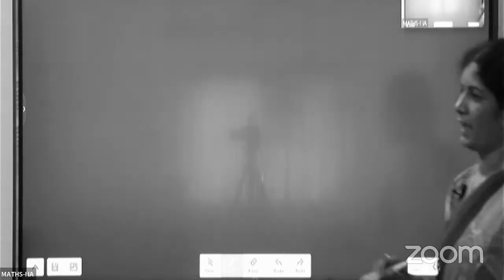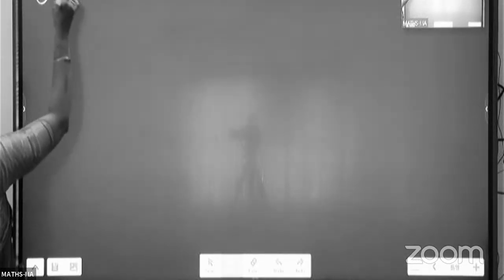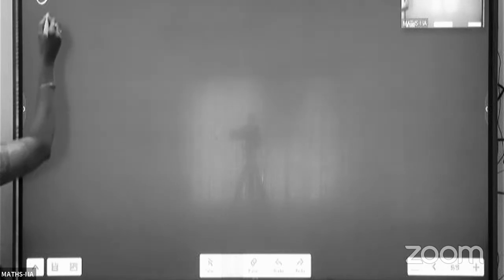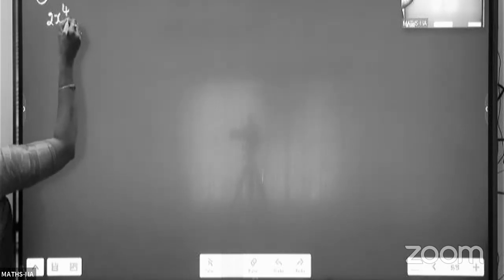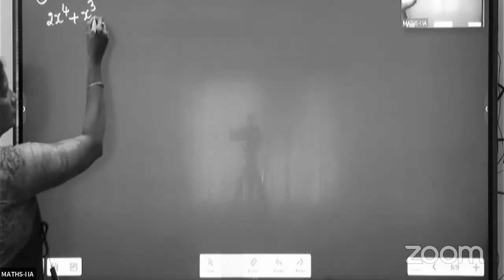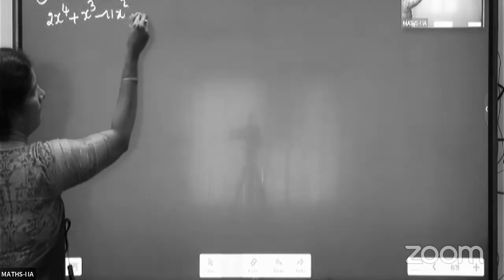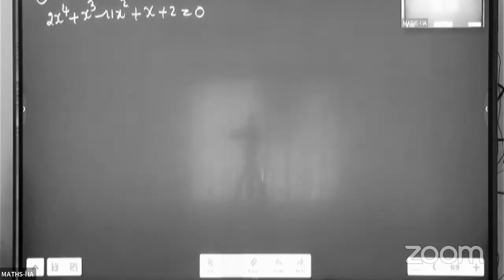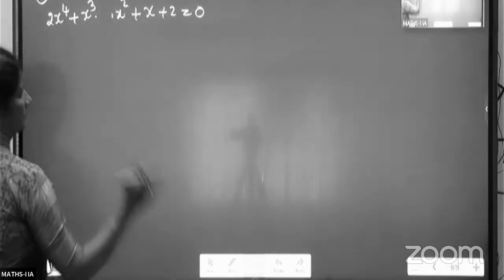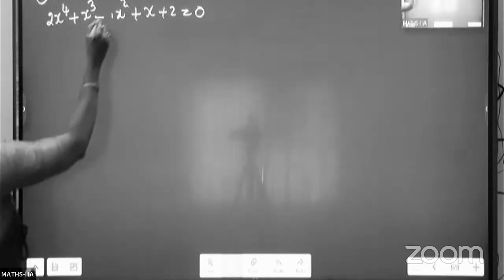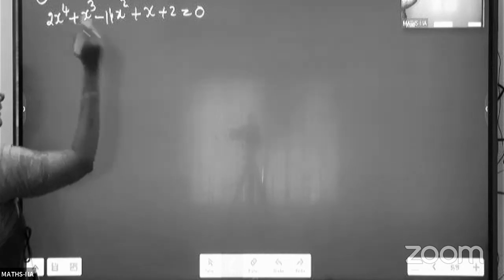Next, another kind of question is there. Suppose the question is asked in this form: solve 2x to the power 4 plus x cube minus 11x square plus x plus 2 is equal to 0.